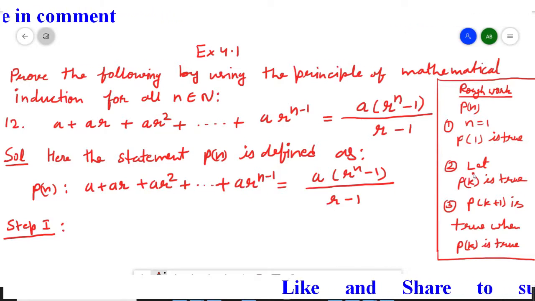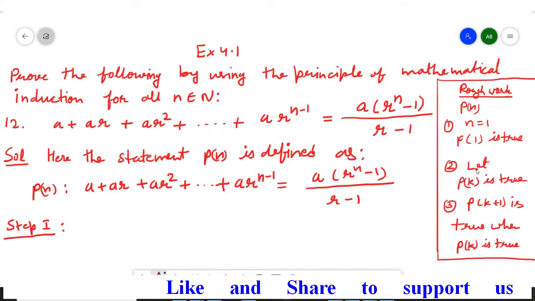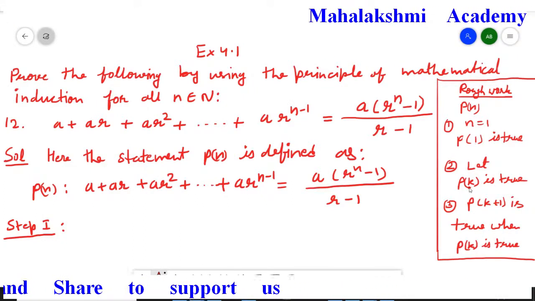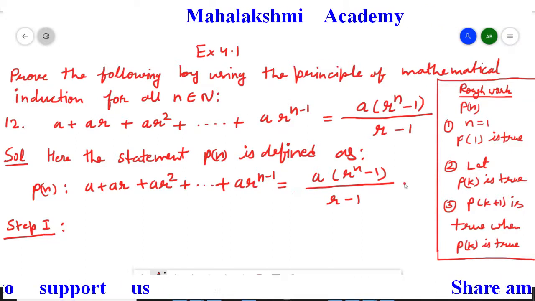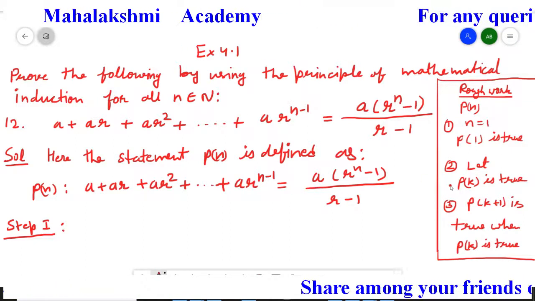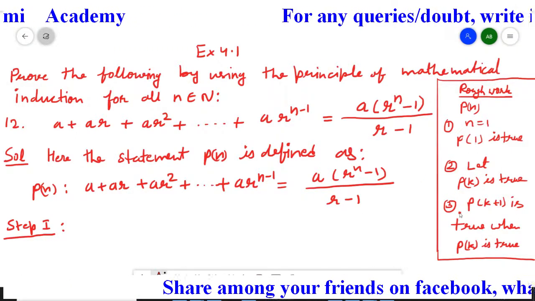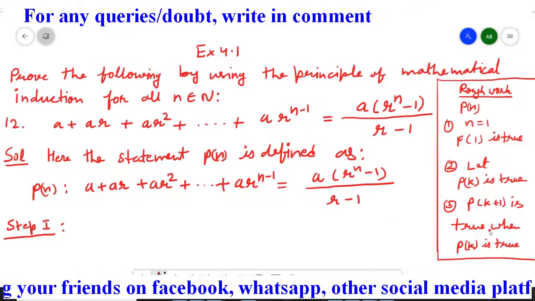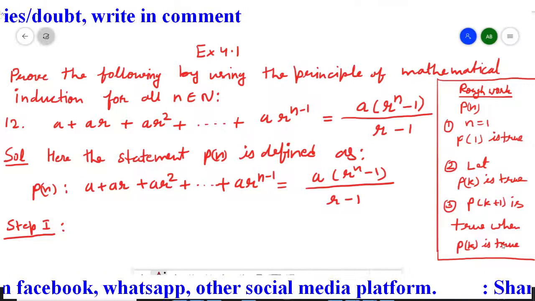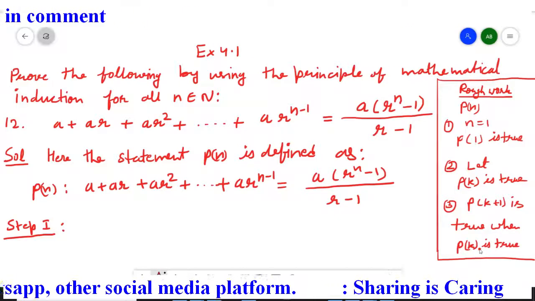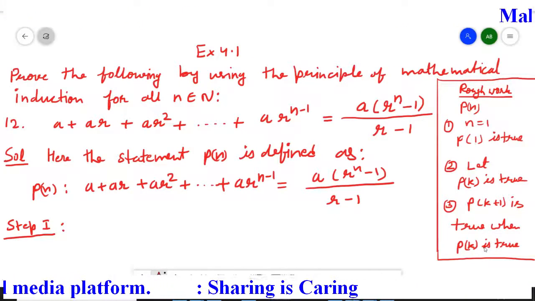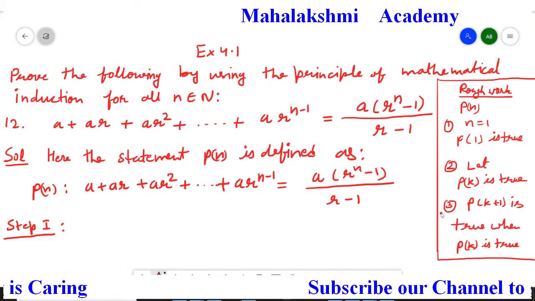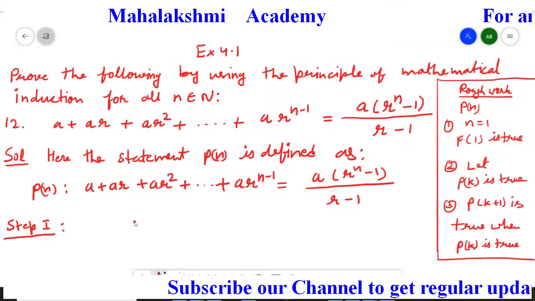So for 1 we have to show that this statement is true. In step 2 you have to assume that the Pk statement is true, meaning for n equal to k this statement is true. That is our assumption, we do not have to prove this. And in the third step we have to prove that Pk plus 1 is true whenever the Pk statement is true. Means by taking the Pk statement as true, with the help of it we have to show that the Pk plus 1 statement is also true. So we'll start to solve this. We'll start step 1.